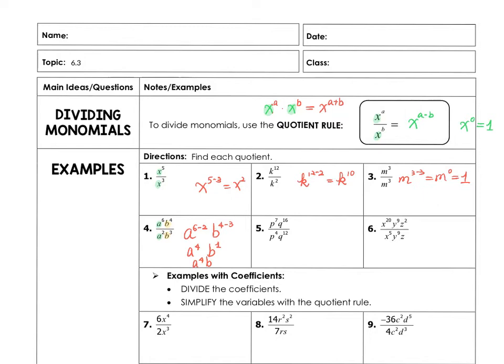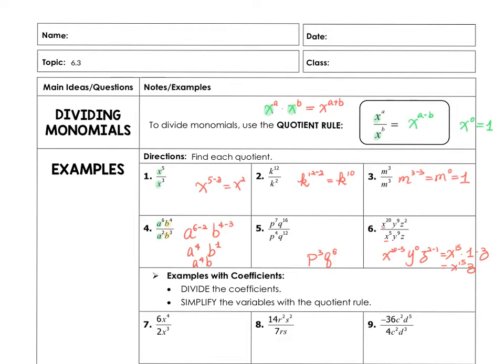Same thing with 5 and 6. So I'm going to demonstrate 6. I have x here, so keep the x. It's 20 minus 5. Then the y, 9 minus 9 is 0. Then I have the z, 2 minus 1. There is an invisible 1. So x to the 15th, y to the 0, again that's 1, multiplied by z, 2 minus 1 is 1, so it's an invisible 1. If I simplify this, it is x to the 15th times z. That's the answer for number 5.